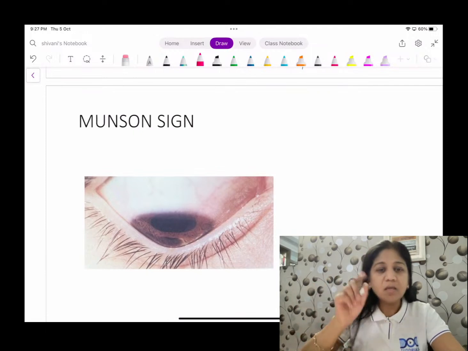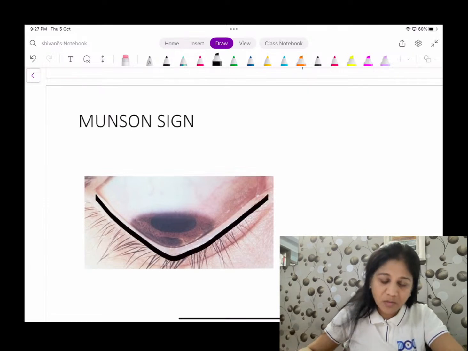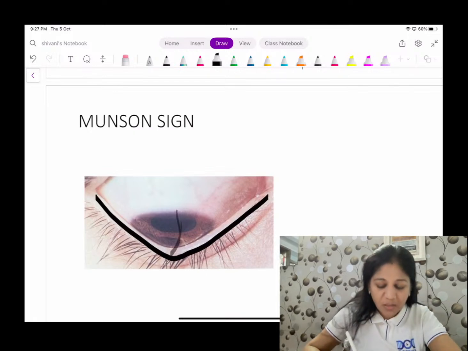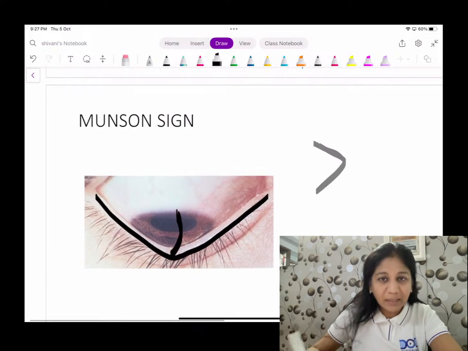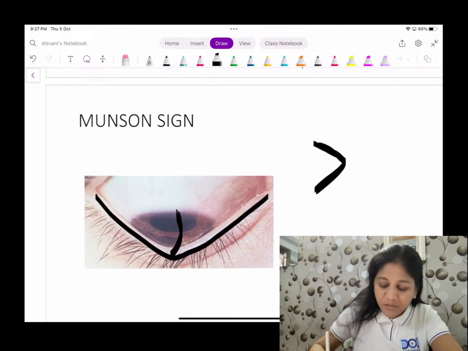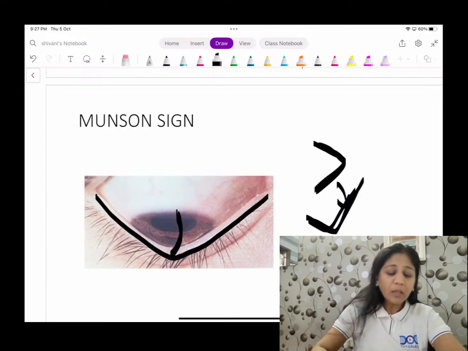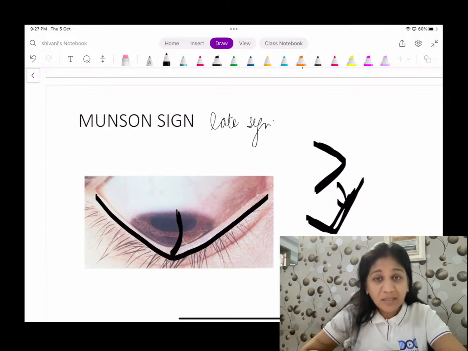is this. So what is Munson sign? I hope you all can see that there is a beautiful notch of the lower lid when the patient looks down. So why is there a notch? The notch is because of the pressure by the cornea. Because the cornea is getting bulky, it's getting protruded. So when it moves down, it creates a notch on the lower lids. It's a beautiful sign. But remember, this is not an early sign, this is a late sign, isn't it?